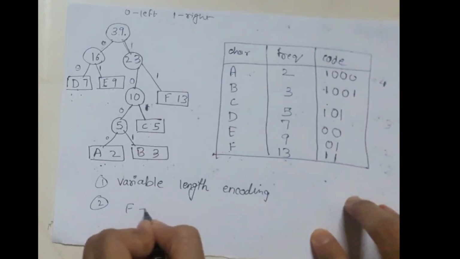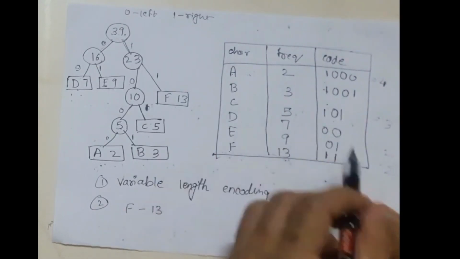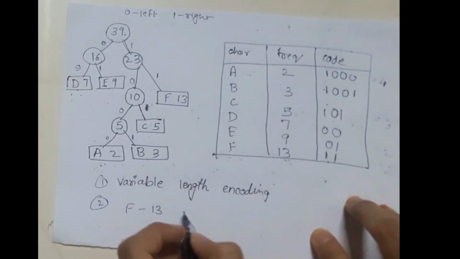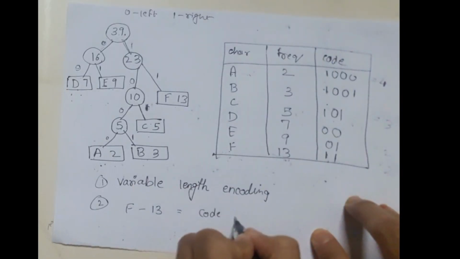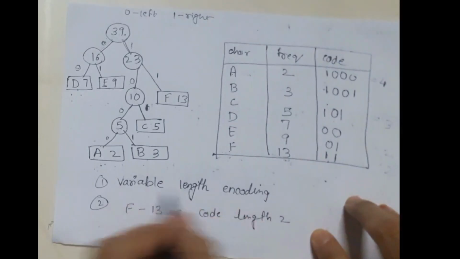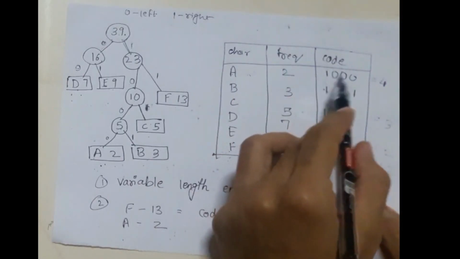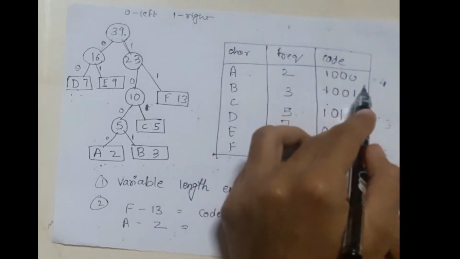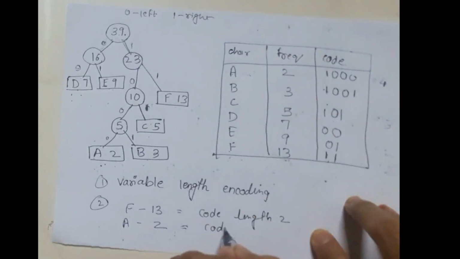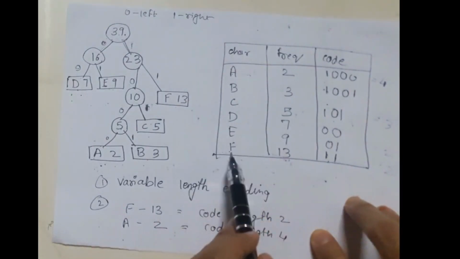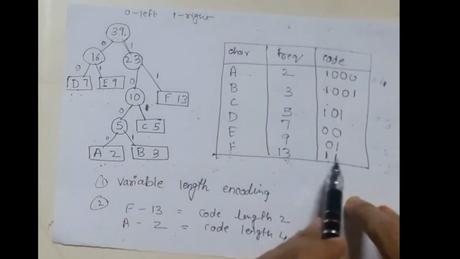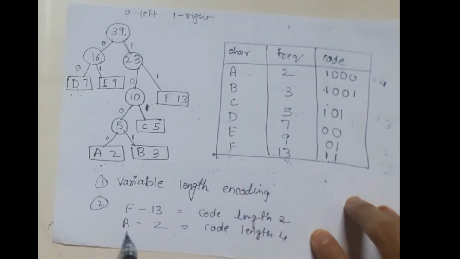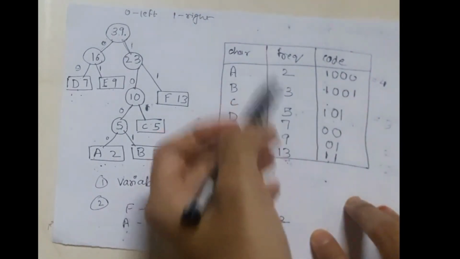the highest among all. F has frequency 13, which is highest among all, and its code is 11, which is of length 2. Code length 2, right? A has frequency 2 and its code is 1000, which is of length 4. Code length 4, right? So from this you can conclude that the character which has the highest frequency has a small code length, and the character which has the least frequency has a big code length. So these are the two observations which we can make from this table.